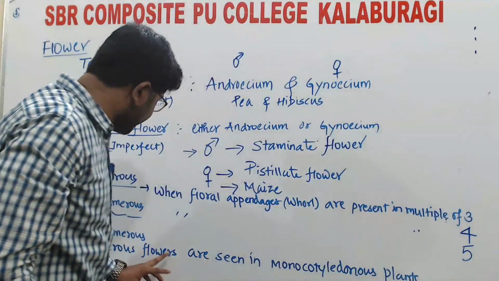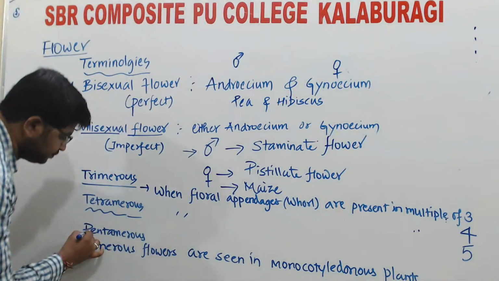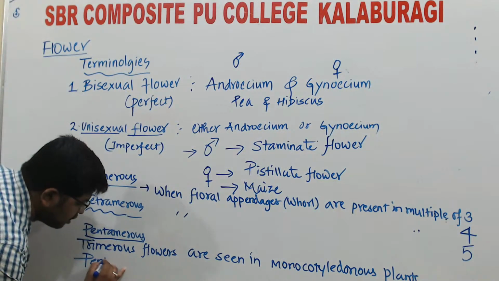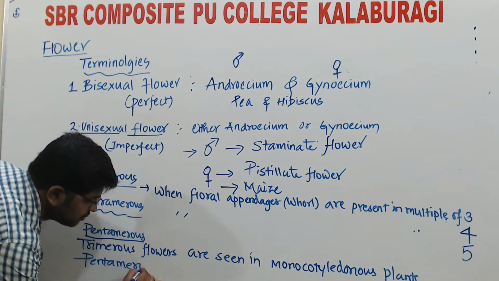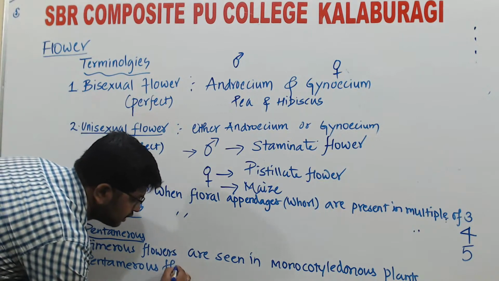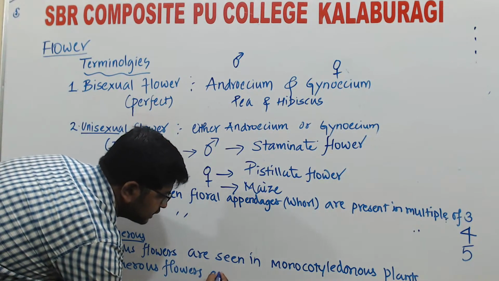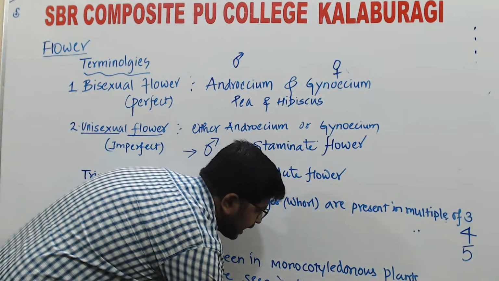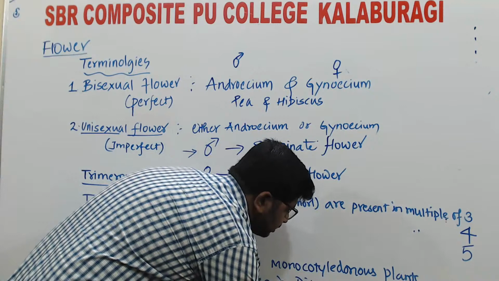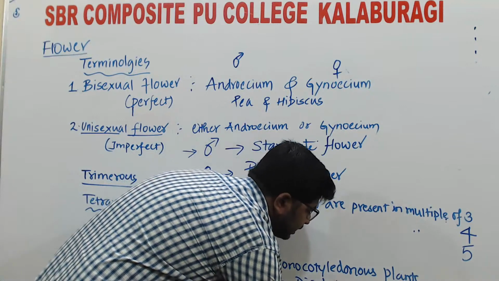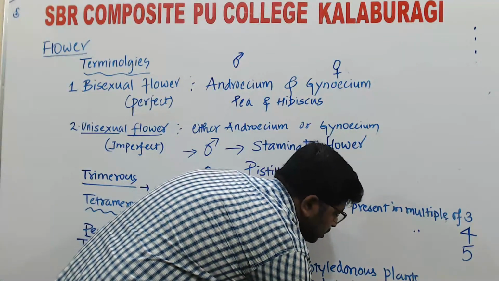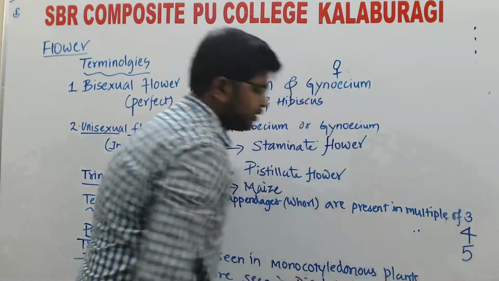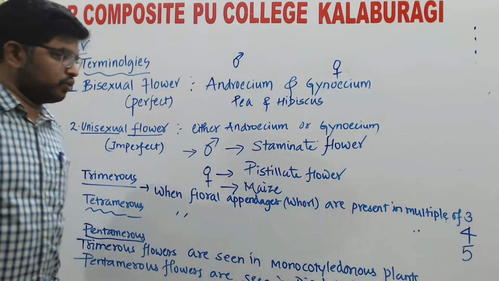Monocotyledonous plants. Whereas the pentamerous flowers are seen, observed in dicotyledonous plants. Okay, kindly note this.